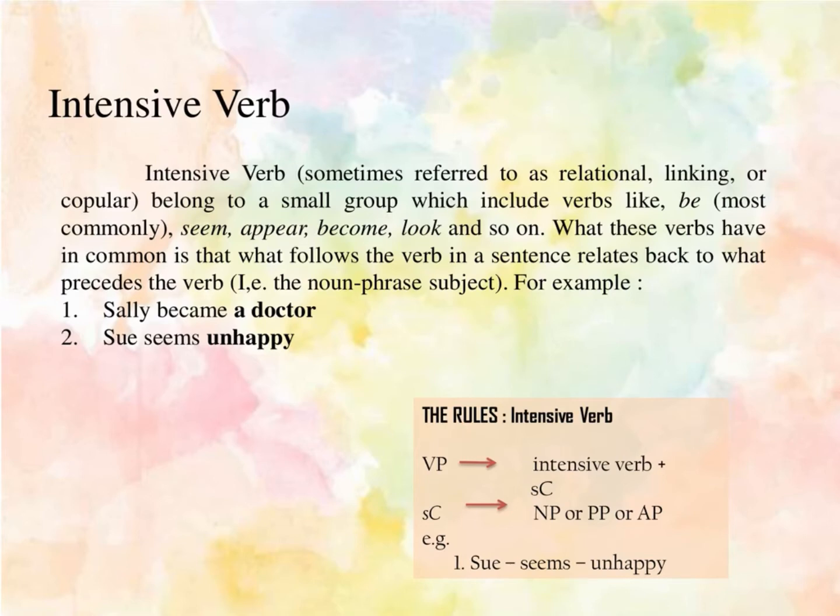The rules of intensive verb: VP or verb phrase consists of intensive verb plus SC or subject complement. Subject complement consists of NP or noun phrase, or PP or prepositional phrase, or AP or adjective phrase. Example, Sue seems unhappy.